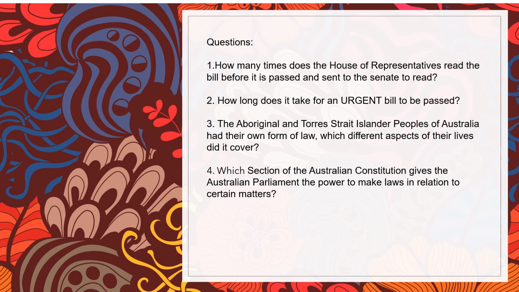The second question is, how long does it take for an urgent bill to be passed? The third question, the Aboriginal and Torres Strait Islander peoples of Australia had their own form of law, and which different aspects of their lives did it cover? I just spoke about this in the last slide. Number 4 is, which section of the Australian Constitution gives the Australian Parliament the power to make laws in relation to certain matters? This was one of the first things I spoke about. You need to find the actual number of which section of the law. There is a number, section something.